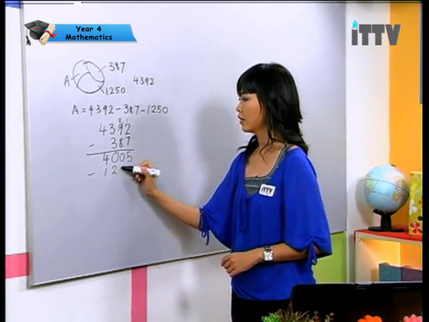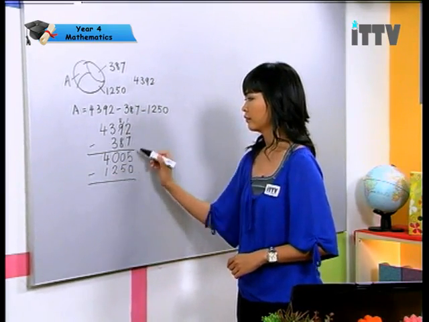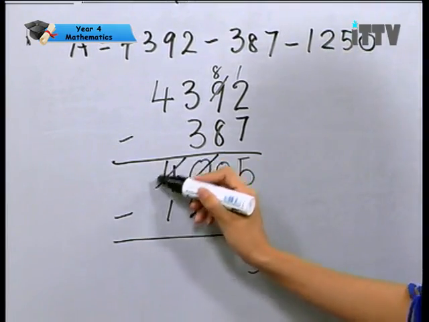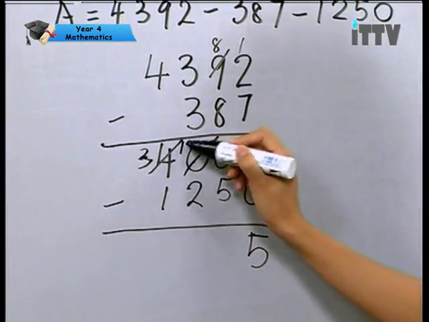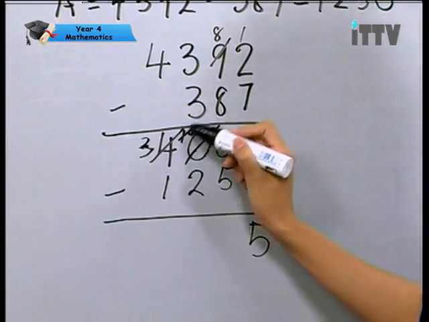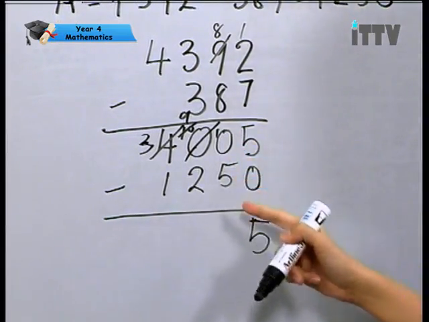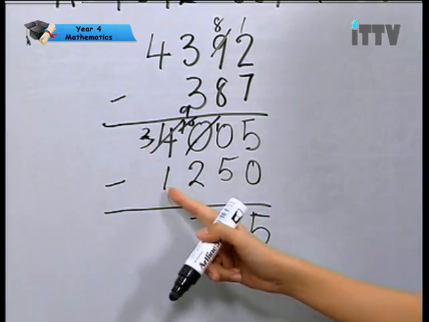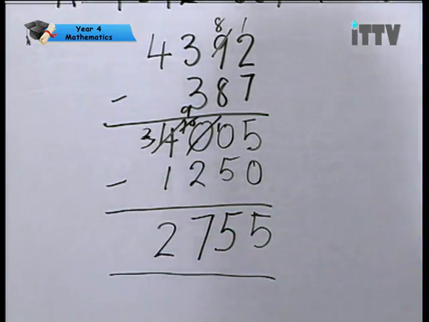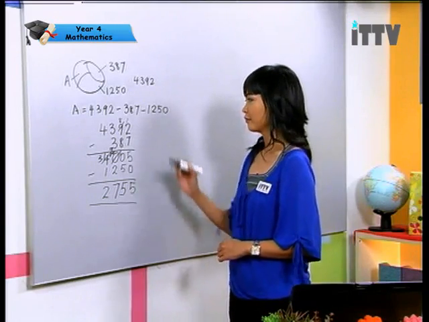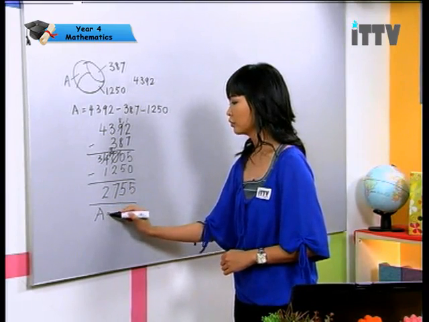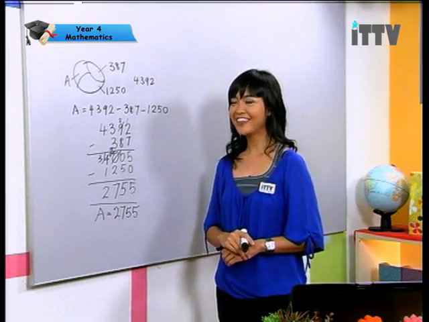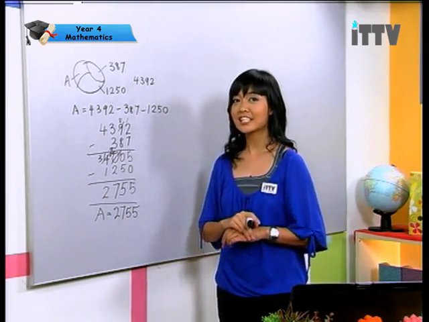Subtract 1,250. What do we have? 5 over here. Next. Oops, that's not enough. 3. 10 over here. We have to trade. I have here 9. 10 minus 5, 5. 9 minus 2, 7. 3 minus 1, 2. So this is the value of A. A equals to 2,755. So now you know how to find out the missing number.